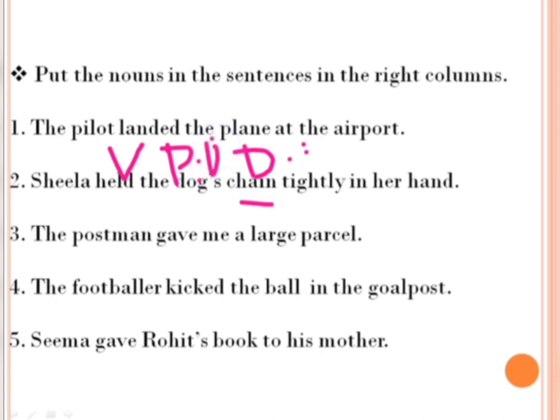Tightly in her hand. How did she hold it? In her hand. Place is given. So her hand is an object of preposition.